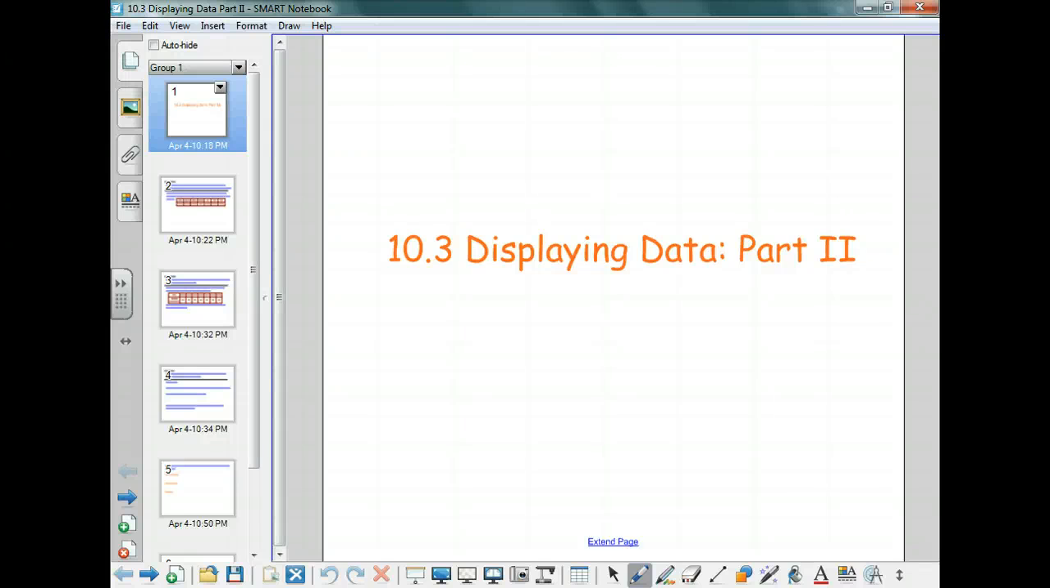Right, so today we're going to take a look at section 10.3, and really you could put 10.2 and 10.3 all together. It's all about displaying data. They've arbitrarily decided to put part of it in section 3, part of it in section 2, and so this is really just a continuation from last time, different displays of data.